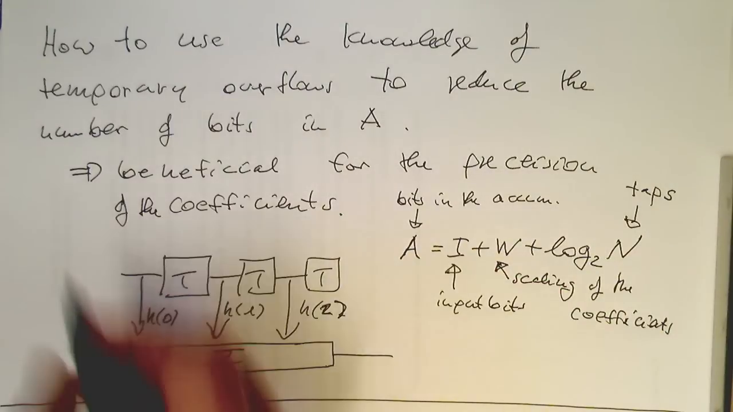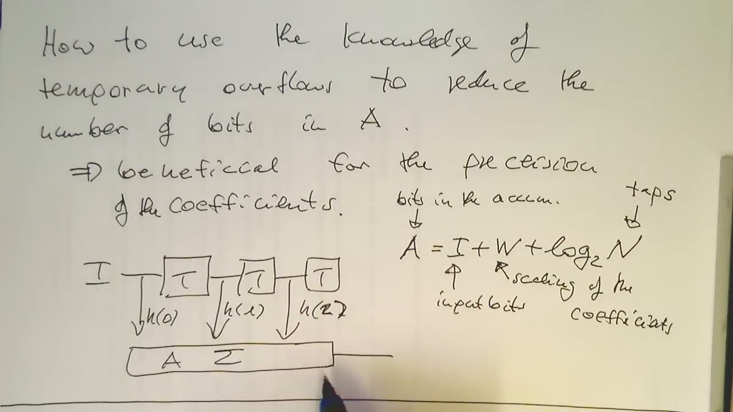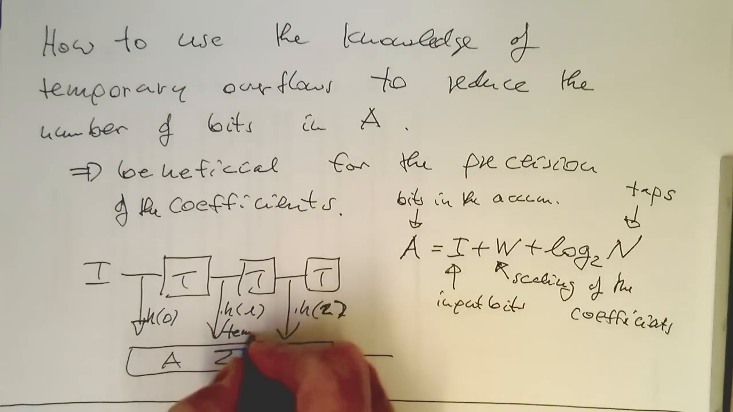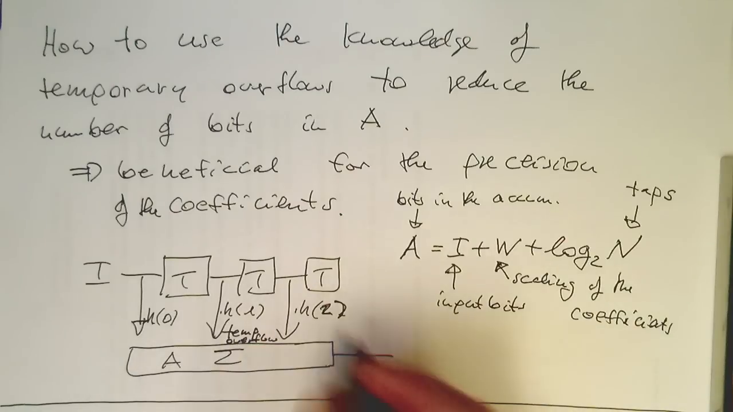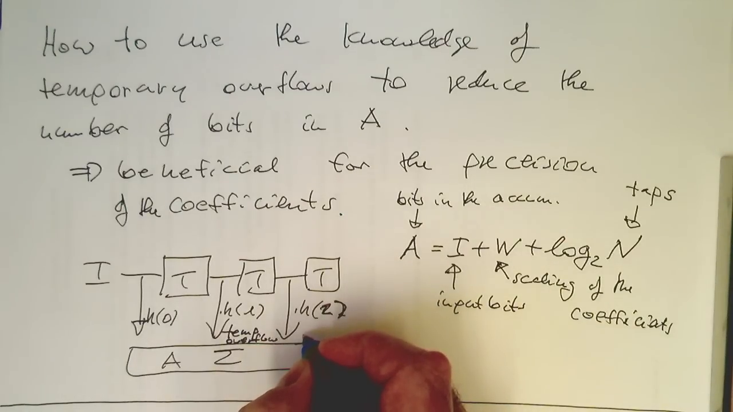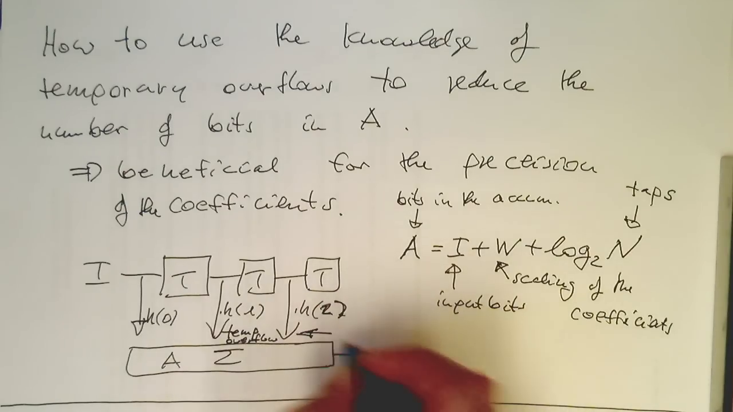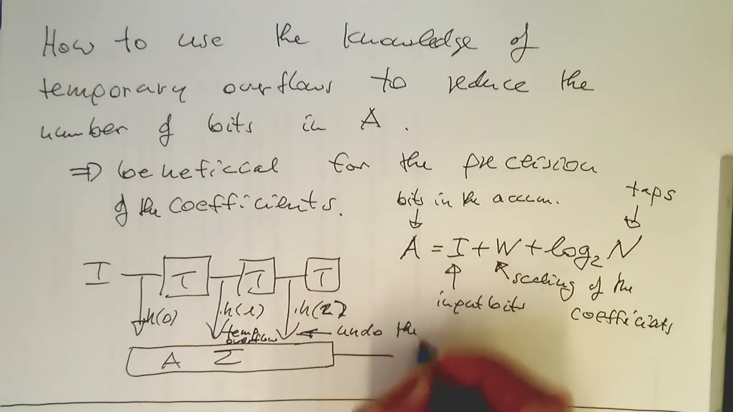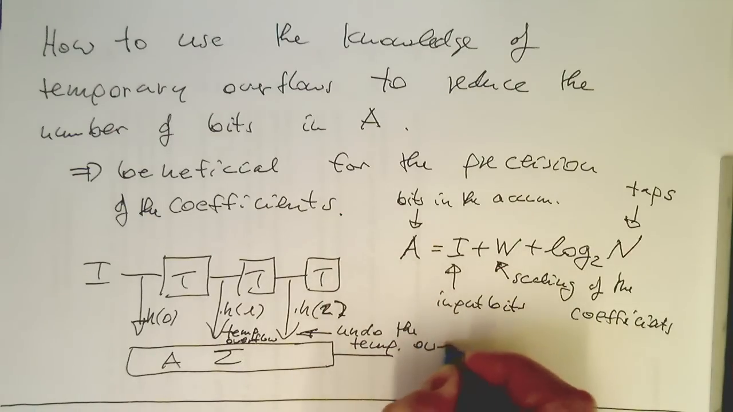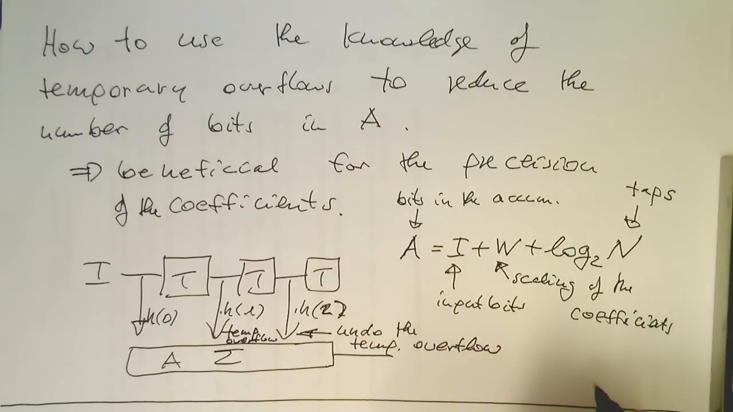Now remember how the FIR filter works: every time step, this is summed up. We take H of 0 multiplied with the input signal, sum it up, H of 1 sum it up, H of 2 sum it up. So we're doing a summation over all these taps. There might be a temporary overflow happening here. But this temporary overflow might be undone in the next step, for example, or later. So how do we know that this is happening?